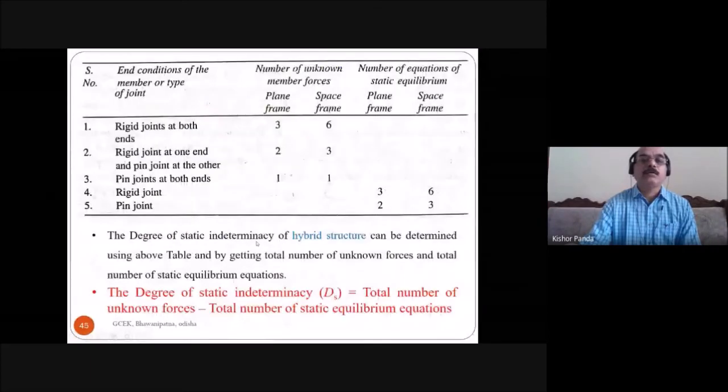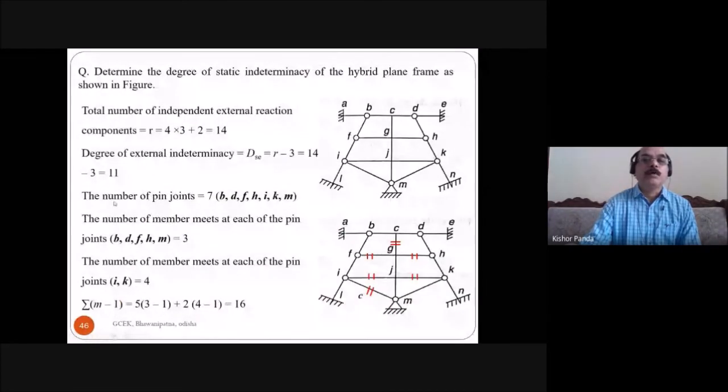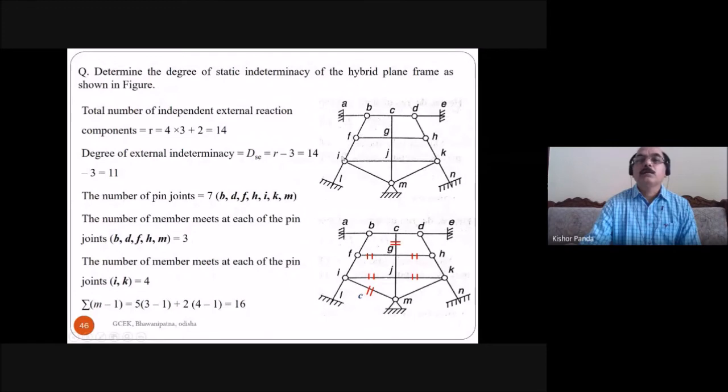You have to count the number of pin joints. Here you see, how many pin joints? 1, 2, 3, 4, 5, 6, 7. 7 pin joints: B, D, F, H, I, K, M. Here also you count the number of members that meet at each of the pin joints.